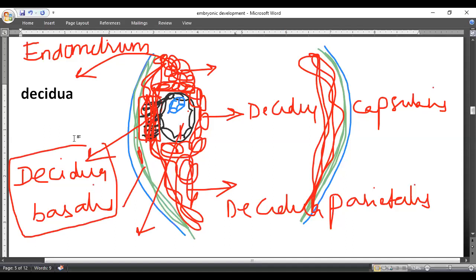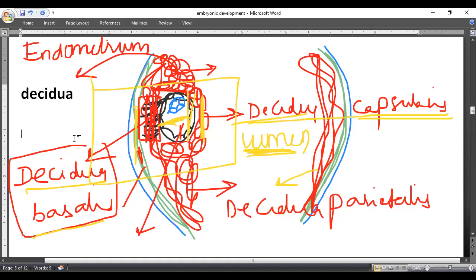Between the myometrium and embryo, what do you call it? Decidua basalis. Then we know this is the lumen of the uterus. So this is the embryo, this is the lumen. So here it is decidua capsularis: the layer between the embryo and the lumen of the uterus is decidua capsularis. Decidua parietalis is so simple. This is the site of implantation. Other than the site of implantation, wherever you go, that place we say decidua parietalis.